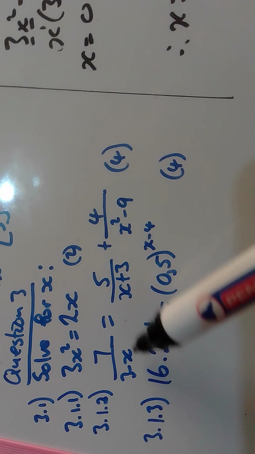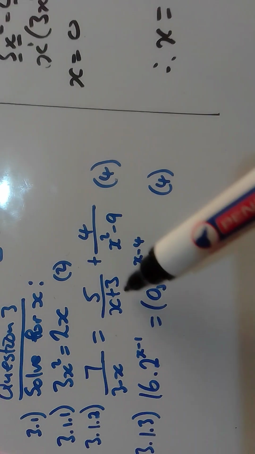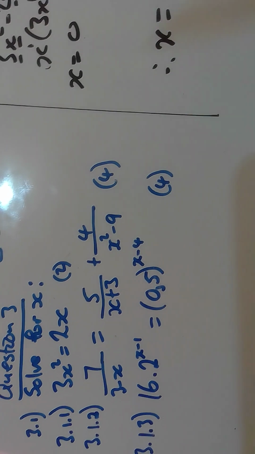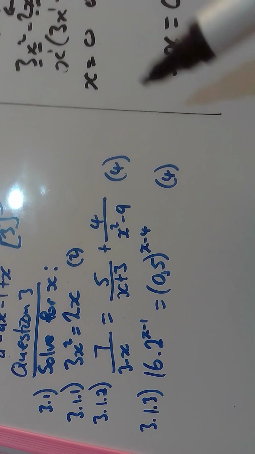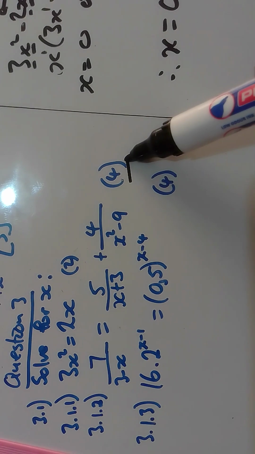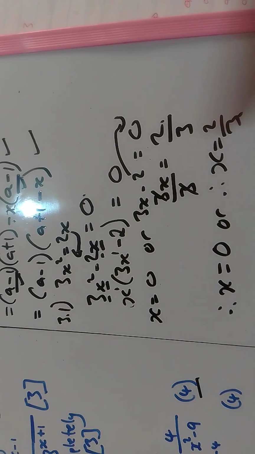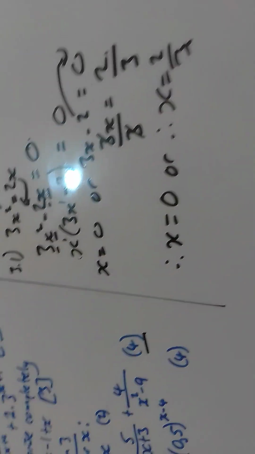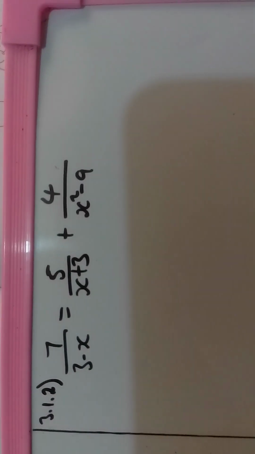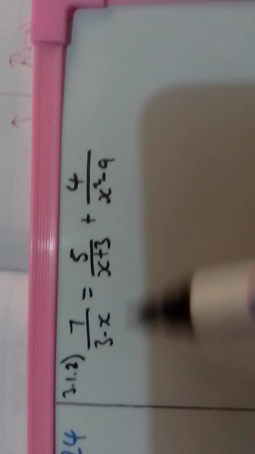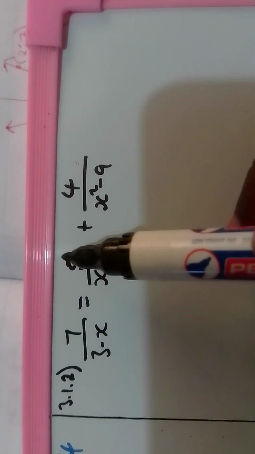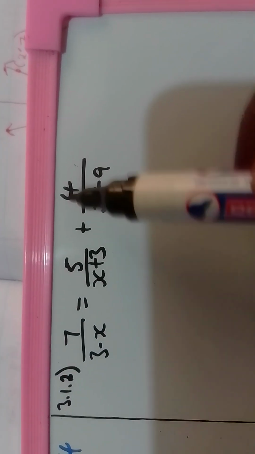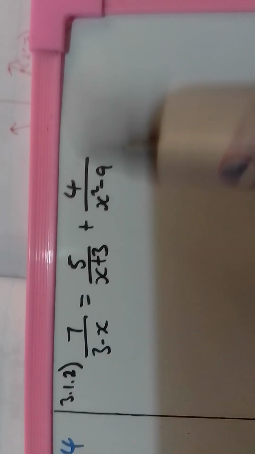7 over 3 minus x is equal to 5 over x plus 3 plus 4 over x squared minus 4. And how many marks are allocated? 4 marks. So let me erase this side so that I can write the question and then we start the calculations. Okay, so we now continue. We have 7 over 3 minus x is equal to 5 over x plus 3 plus 4 over x squared minus 9. What are we going to do?